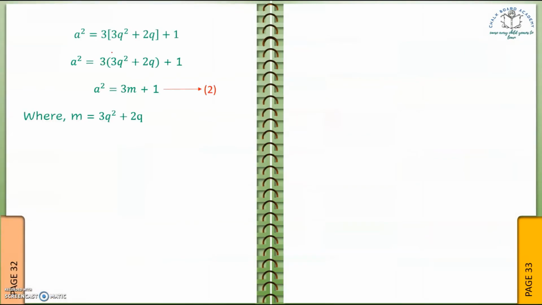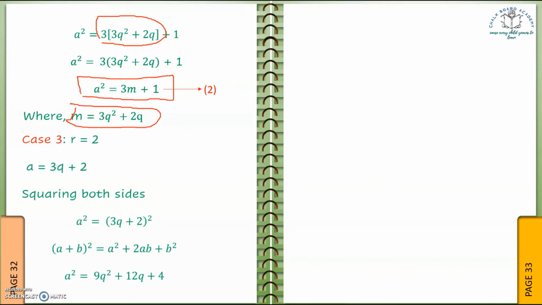Now from 9q square plus 6q we can simply take 3 common. So now we have 3q square plus 2q as the term which we are considering as m. So we again got 3m plus 1 here. Hence proved that the square of integers is in the form of 3m plus 1.